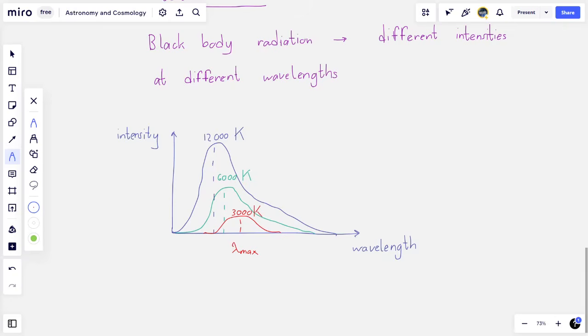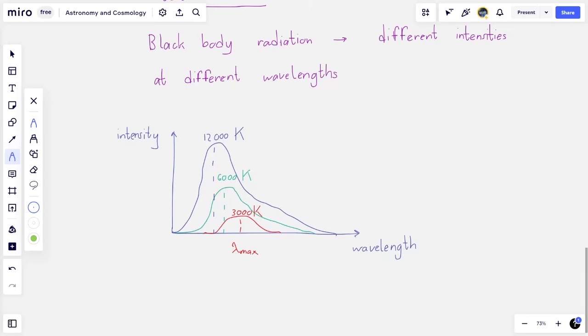And so for a blue star, the wavelength for which the intensity is a maximum is obviously much less than for a green star. And the wavelength for a green star is less than that for a red star, which makes sense. Blue has a shorter wavelength than green, which has a shorter wavelength than red. But also what's important to note is that each of these colors has a different temperature.